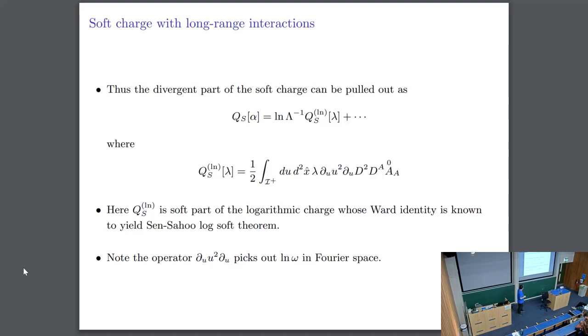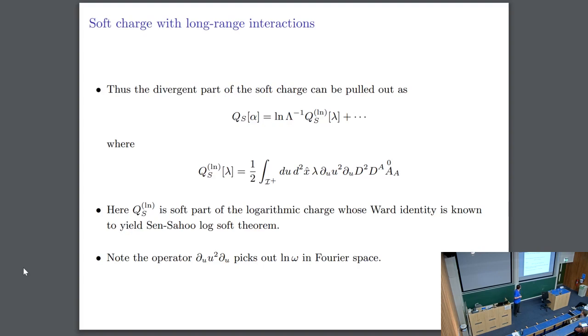The coefficient looks like this. And this expression appeared a couple years back in Miguel Campiglia and Alok Laddha's paper, where they proposed the logarithmic soft charge whose Ward identity gives you the log soft theorem. So now, yes? What is A0A?